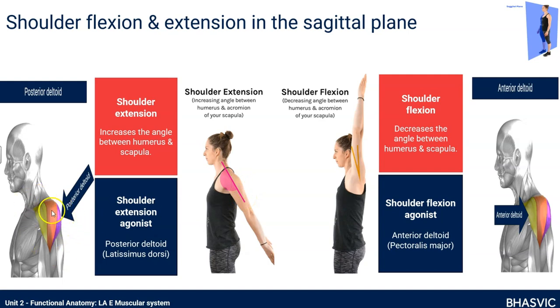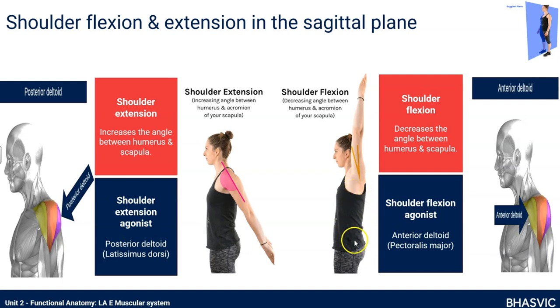So over here, you can see that the deltoid muscle has three parts: the anterior, middle or medial, and posterior or back deltoid. And it's the posterior deltoid here that would pull your shoulder backwards for extension. And there's the agonist muscle.